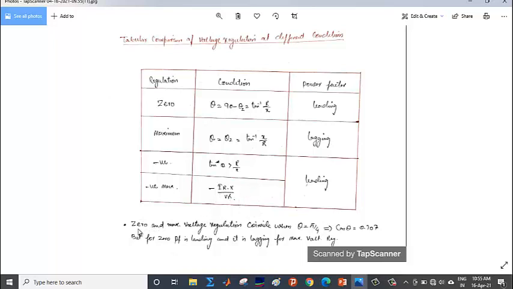One more important thing: zero and maximum voltage regulation coincide when theta is equal to pi by 4. When theta Z is equal to pi by 4, this theta will also be equal to pi by 4. Pi by 4 means 45 degrees, and this also comes out to be 45 degrees. That means cos theta will be equal to 0.707. But for the zero voltage regulation, the power factor should be leading, and it is lagging for the maximum voltage regulation.